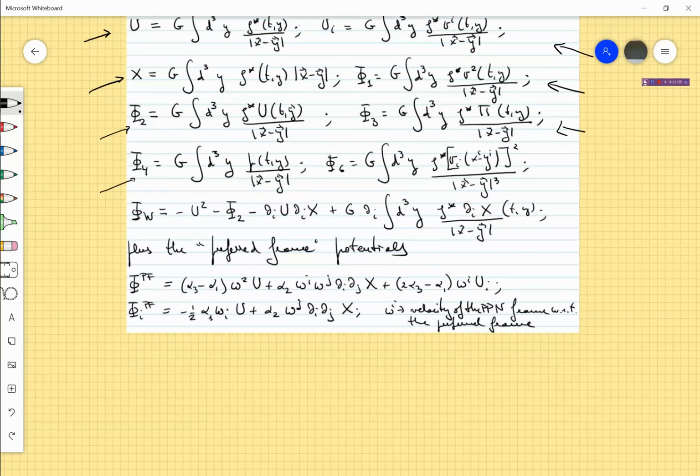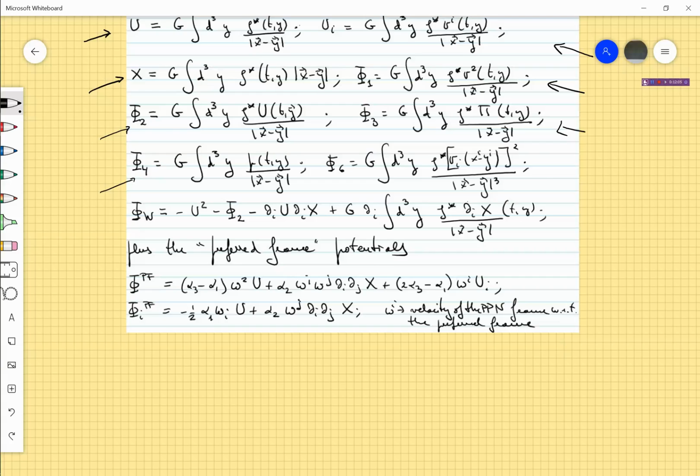With respect to these preferred frame potentials, this is the velocity, this omega_i that appears here is the velocity of the frame in which you perform this post-Newtonian approximation with respect to this preferred frame. Sometimes you can set it equal to 0 if you decide to work in the preferred frame, but in those theories that admit a preferred frame, it is not clear that you are going to perform your experiments in that preferred frame. So you need to introduce these potentials with a non-trivial value.